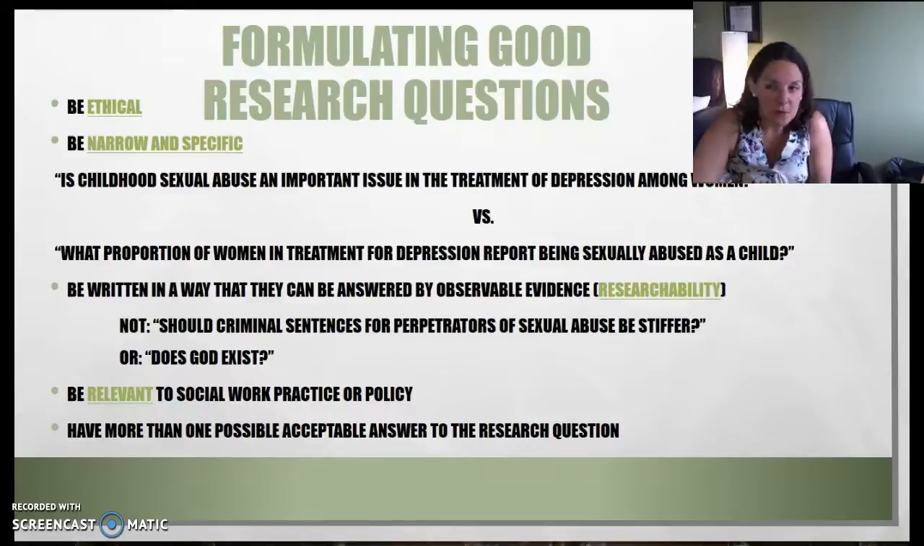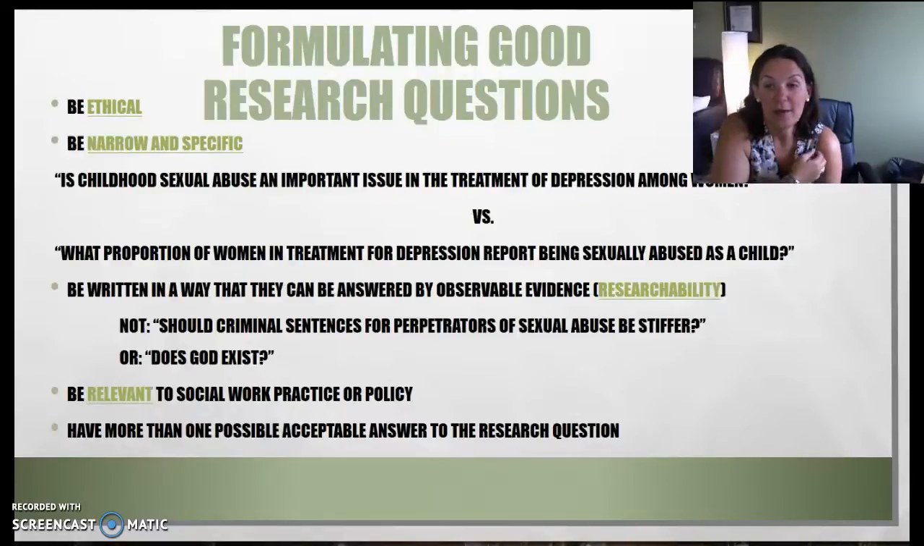This is the difference between a research question that says, is childhood sexual abuse an important issue in the treatment of depression among women? That's a good question, but listen to the difference between that question and this. What proportion of women in treatment for depression report being sexually abused as a child? You can see that that second question is much more specific. It's much more clear as to exactly what we're trying to get at. It's a much more quantitative question. That first research question could be a possibility, but if you want to find out if something's important, that's going to be a pretty qualitative, subjective sort of question to answer. So narrow and specific as you can be.